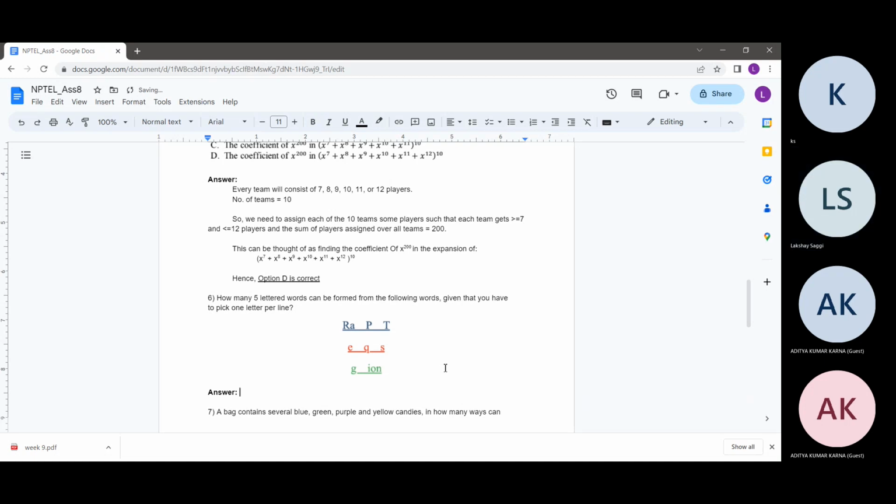Just to point out again, this x to the power 7 up to x to the power 12 comes because of this 7 to 12 constraint. Then this power 10 comes because we have 10 teams. And then we are finding x to the power 200's coefficient because we have 200 players. Maybe you can try to think about this after the lecture. And if you guys have doubts, you can ask us in the discussion forum also.